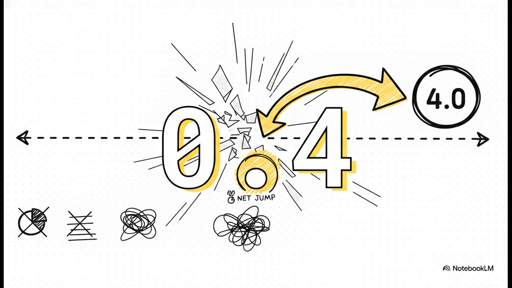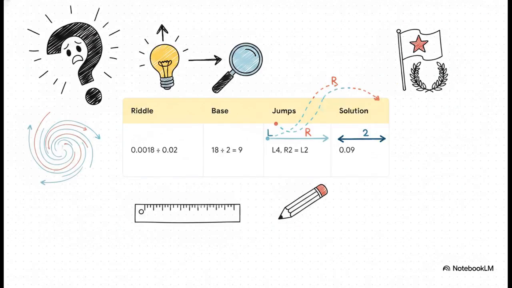We started at 4.0, took 1 net jump to the left, and landed precisely on the answer. We bypassed all the messy calculations, all the fractions, all the massive shifts. Just by tracking the directional jumps, the grand illusion is completely shattered in seconds. Let's test this with one last, highly intimidating puzzle. The final riddle, 0.0018 divided by 0.02. To the untrained eye, this looks like pure madness.